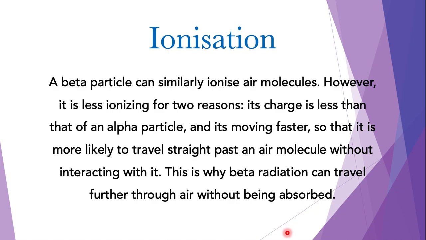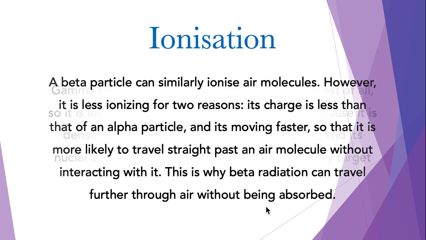Because alpha particle is strongly ionizing, firstly because it is slow and has the largest charge, that is why alpha particles are the most easily absorbed in air as well. Whereas beta particles are less ionizing, and so they can travel further through air without being absorbed.